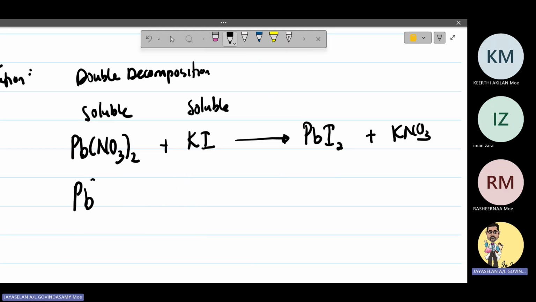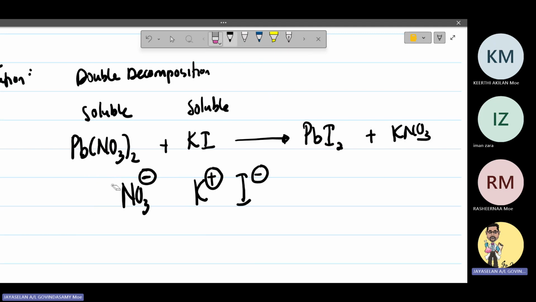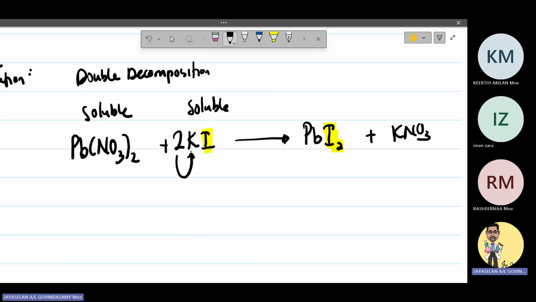Just now Pb is 2 positive, the nitrate charge is 1, potassium 1, iodide 1. Here it is 1, 1, 1 but 2. You have to balance it. How to balance? Very easy. This one here is 2, here is 1. So what do you all do? Here make sure it is 2. Potassium already becomes 2. Nitrate, all things here 2. All things are 2. Already balanced.